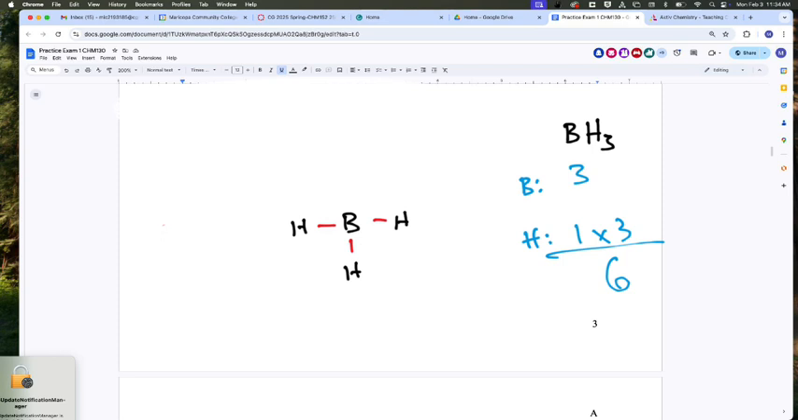Okay, so what do I do? And oddly enough, your silence is the perfect answer. Nothing. There's nothing I can do. I can't put in more electrons. I can't move electrons because there's no electrons to move. I'm only allowed to move non-bonding electrons. This is my drawing. This is the Lewis structure for BH3. It's done.